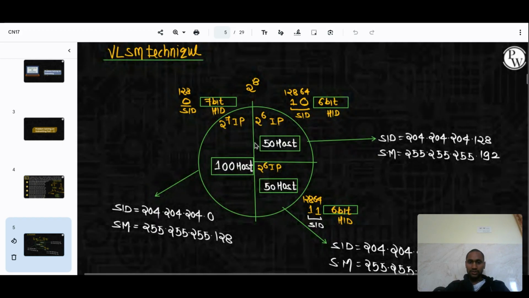Remember that one. So easily 100 hosts are possible, because 2 to the power 7 is 128, and 128 minus 2 is 126 hosts that can be assigned in this subnet. So 100 hosts can also be assigned. So again, one bit chosen, that is 0.